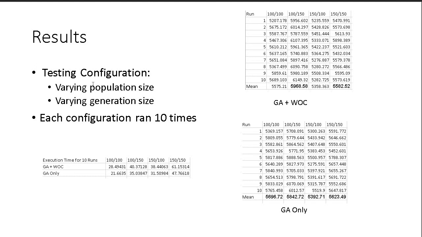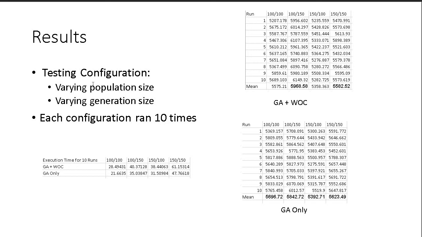Next up we have our testing data and our results. The testing I've done was based on two variations: the population size, which we increase as we perform testing, and the generation size, or the maximum generation number allowed. Each one of these configurations was run 10 times.